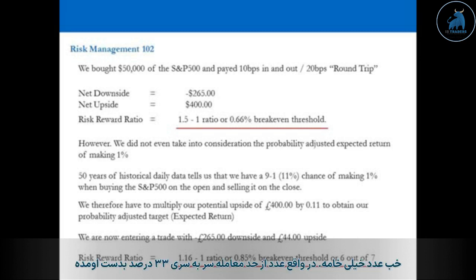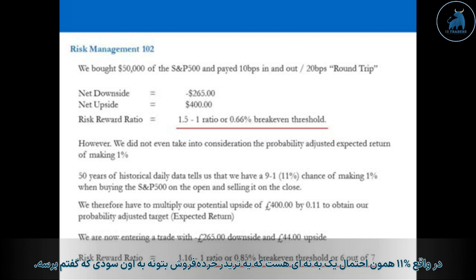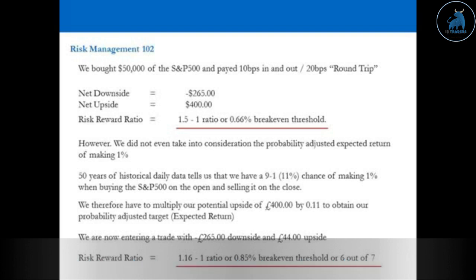Gross, it was a 33% break-even threshold. Net, it was 66%. Probability adjusted, well, we get the 11% number from looking back at 50 years of S&P 500 data. And we're going to look at that in a second. But essentially, an 11% chance is 9-to-1 odds against you making that money. 9-to-1 against. So you have to multiply your upside by 0.11 to probability adjust it to get an expected return. So you end up with around 40, 45 pounds upside and 265 pounds downside.